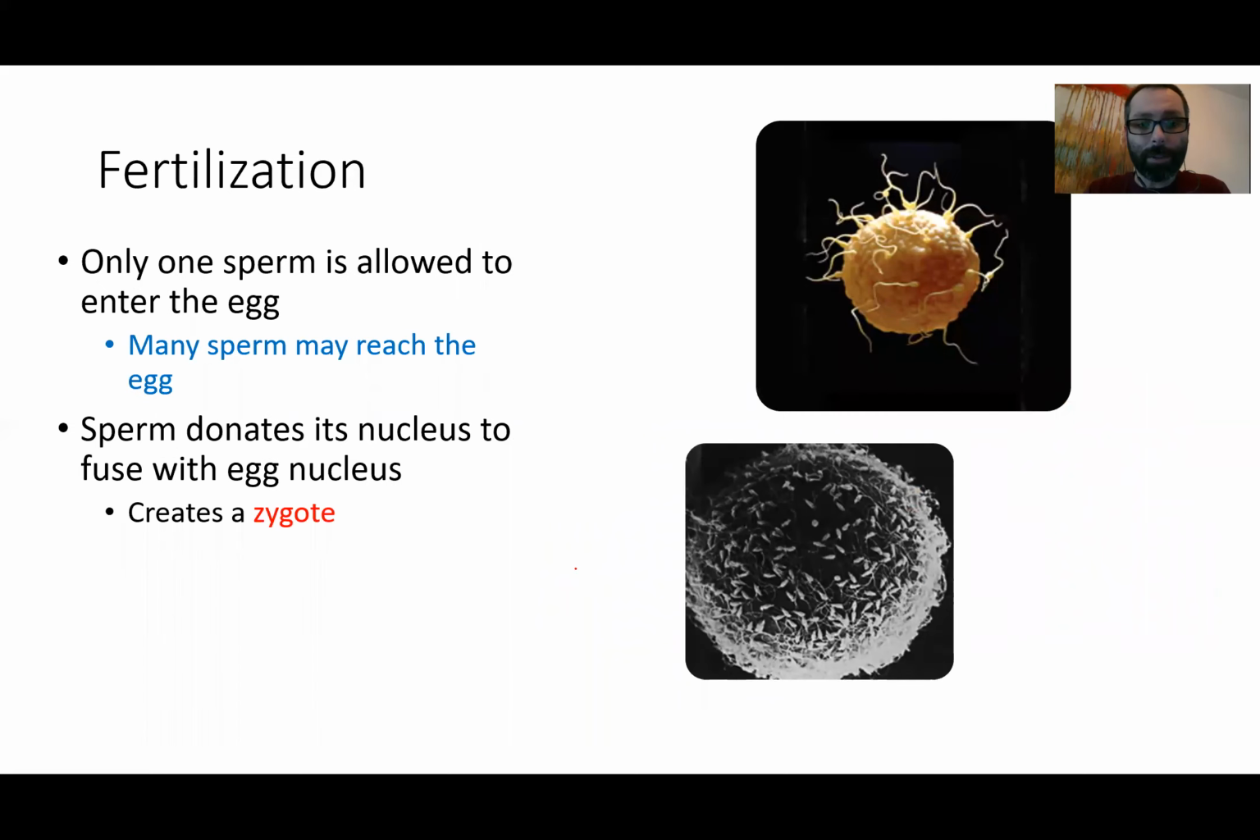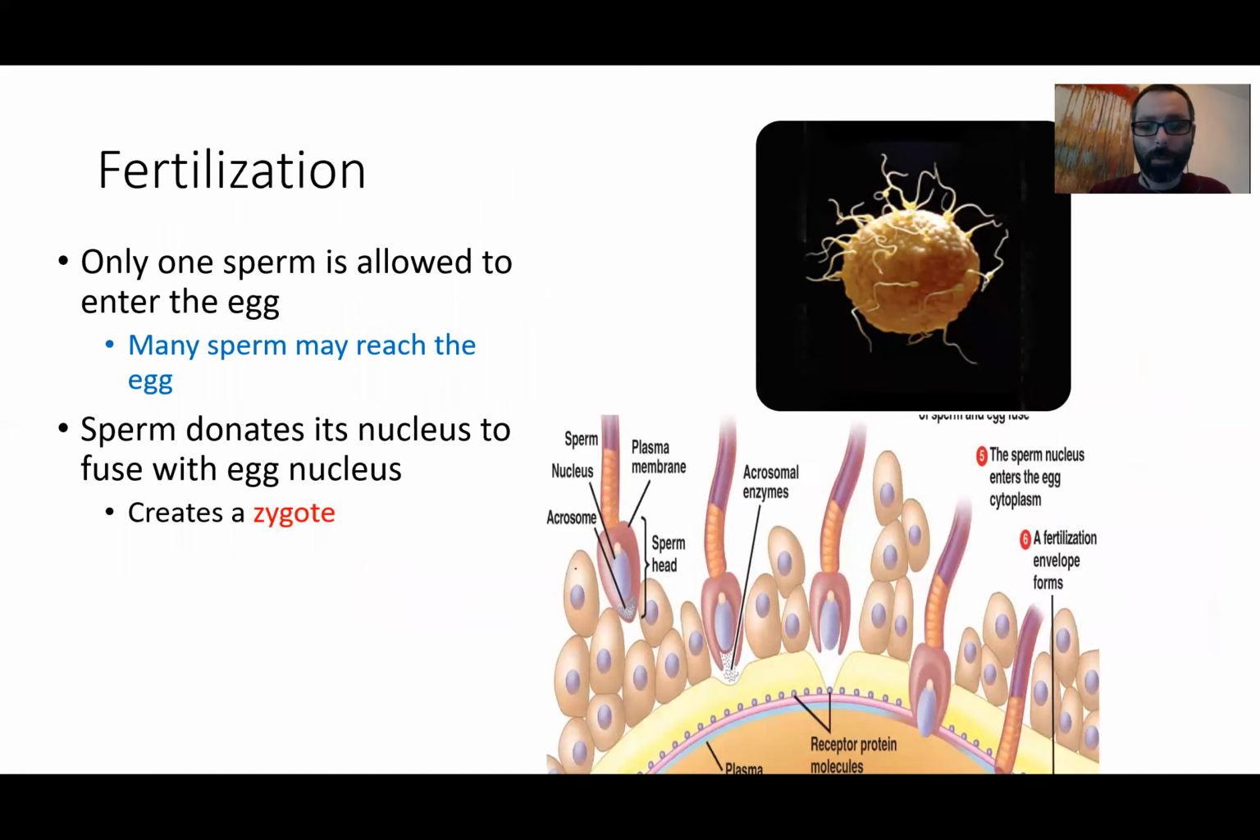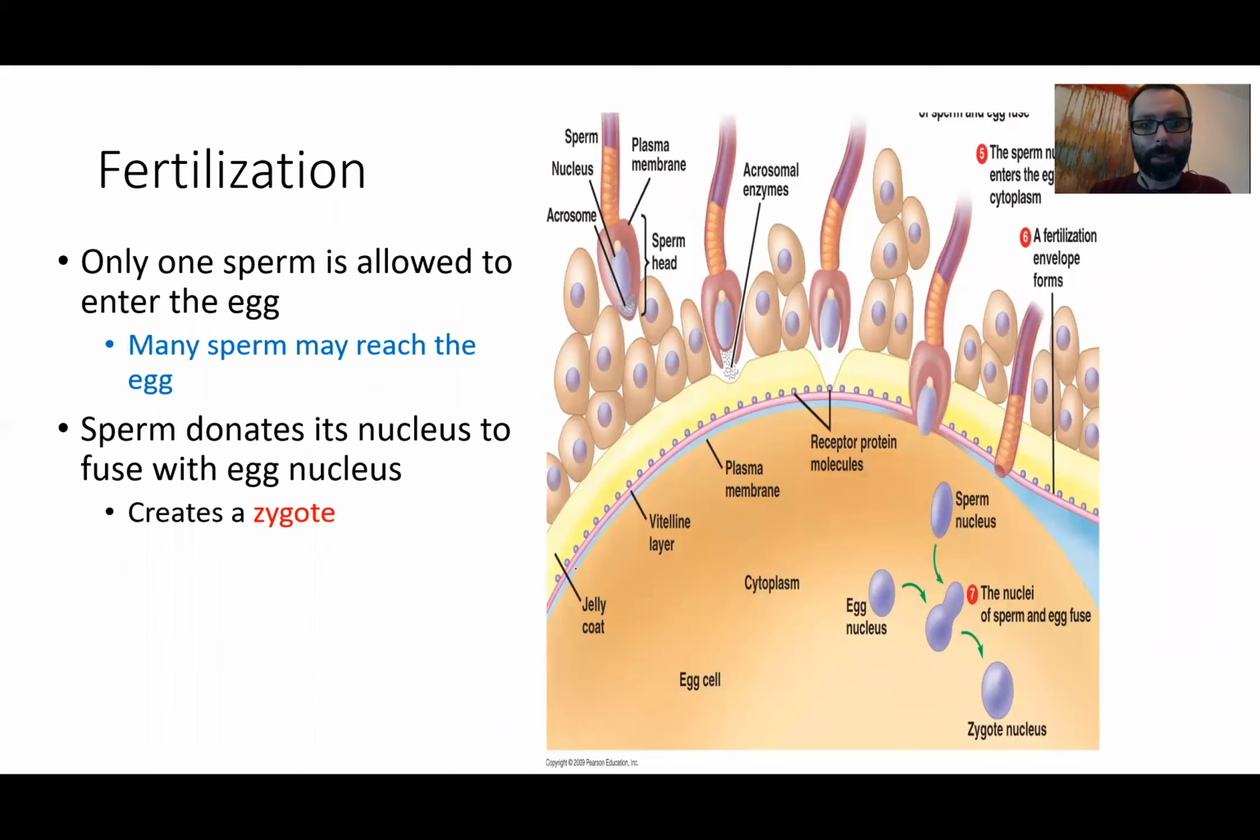So of course, this all starts with fertilization. You need a sperm and the egg, right? This is something that we learned already before. Both of these pictures show lots of sperm trying to get into one egg. Only one sperm can get into the egg, and that makes this thing called a zygote, which is where the first cell is officially created, right?